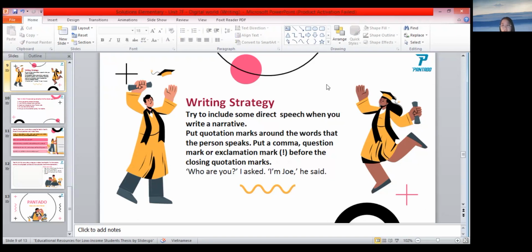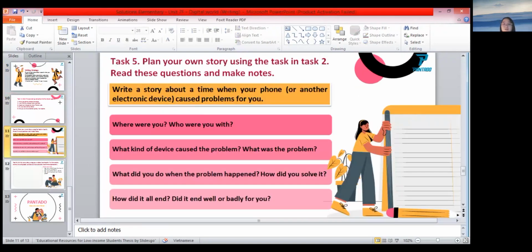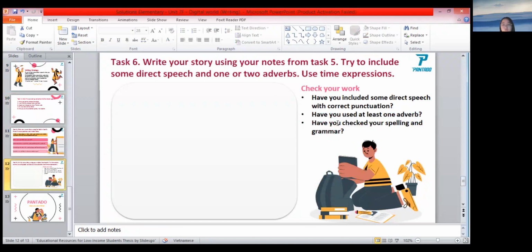You understand that? Yeah. Okay, so this is some strategy, like some notable feature that you need to note down when you want to write a narrative. Okay, so in the next lesson, we're gonna try to finish and try to write your own narrative story. Okay?